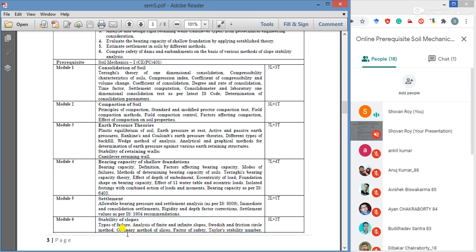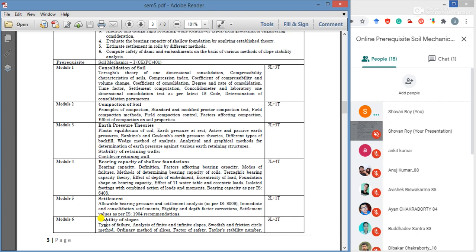For stability of slopes, normally in semester exams graphs are not common, but for better understanding you can practice with graph paper, because analytically we can calculate the stability, as well as graphically also we can calculate the stability of slopes.